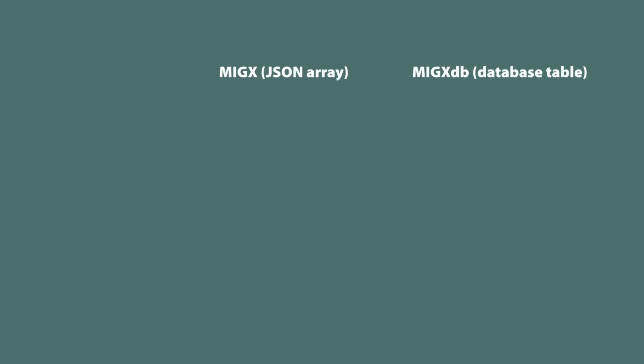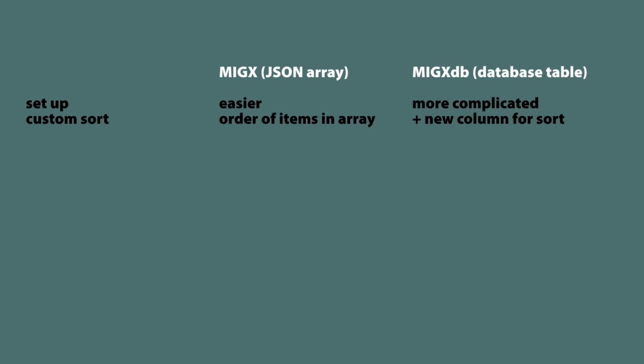When to use MIGX and when MIGXdb. The advantages of MIGX are the following. MIGX is easier to set up. MIGXdb requires the creation of a package and a schema. If you don't want to output the data in alphabetical order, in MIGX the order of the items in the array reflects the sorting order. In MIGXdb you need an additional column to store the sorting position. If you want to assign your data to different resources, in MIGX this is built in, as it is a template variable. In MIGXdb you need to add an extra column to hold the resource ID.